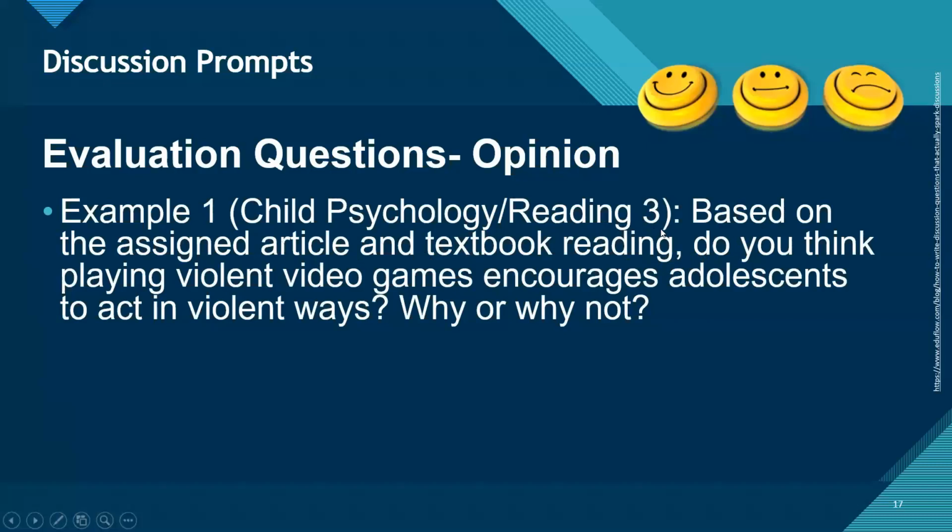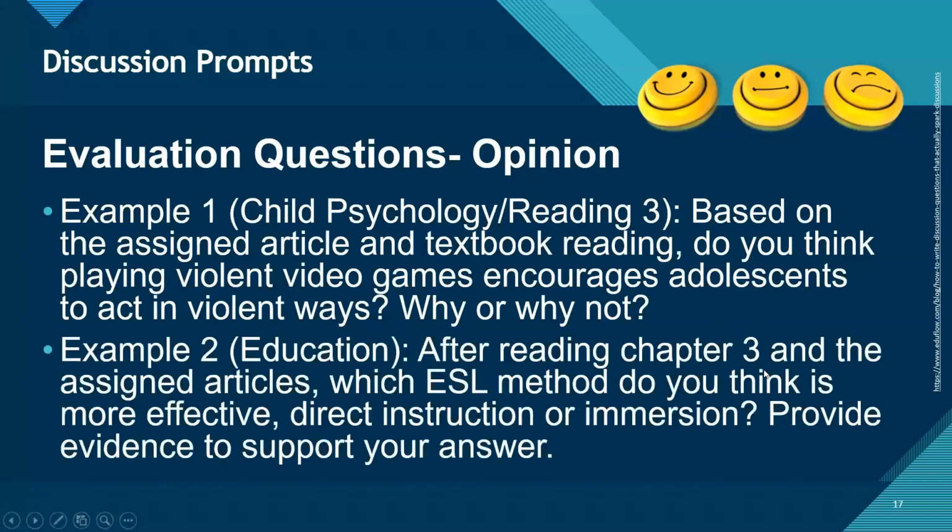So this is an example that is actually used in the Reading 3 class here at the college, in the online version of the class, but it could also be a child psychology question. Students read an article and a textbook reading about violent video games and whether they encourage adolescents to act in violent ways. There's evidence on both sides, so the students have to decide where they fall on that question and provide evidence and possibly their own experience to come up with an answer.